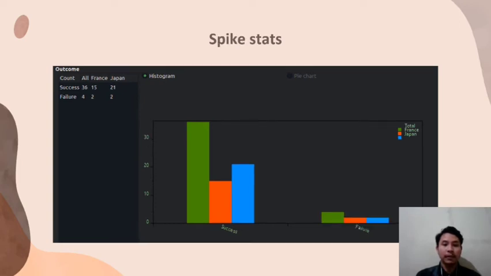Next, we go to the spike stats. For France, they have 15 successful spikes, but Japan has more, which is 21 successful spikes. But for the failure, France and Japan have equal failures of spike.